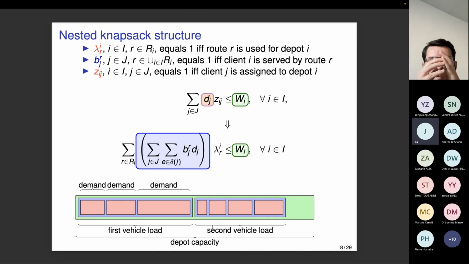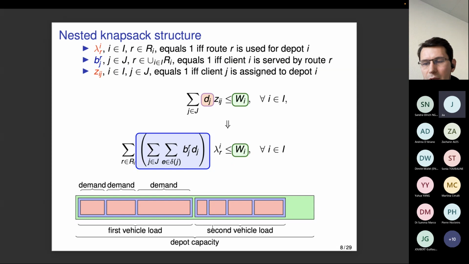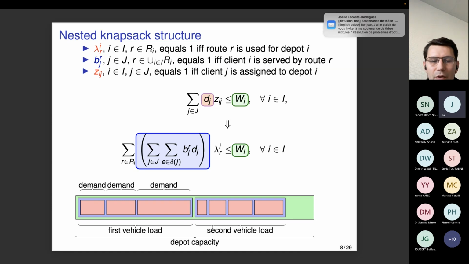And so the family of inequalities we're going to present actually exploits quite a basic structure which appears in this problem. This is what we call the nested knapsack structure. As a first level knapsack, we have a depot, and we need to assign to the depot a set of routes. Each route has a size. The size of each route is the total demand of the clients assigned to this route, and we call this total demand the load of the vehicle which follows this route. And so the total load of the vehicles assigned to the depot cannot exceed the depot capacity.